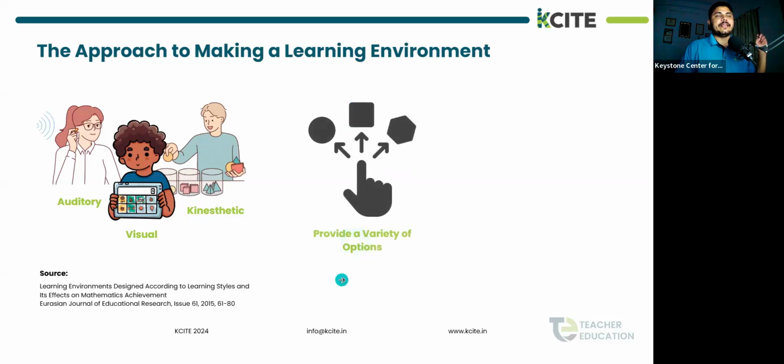Okay, the second thing is provide a variety of options. Most of the times, we go to the class to teach with one option, with few worksheets. Okay, and those worksheets are only to help them academically, reinforce, strengthen the concept. Okay, what about the other things? It's just one strategy I'm using for all the learners in the class, which is not going to help me transform that classroom into a learning environment.